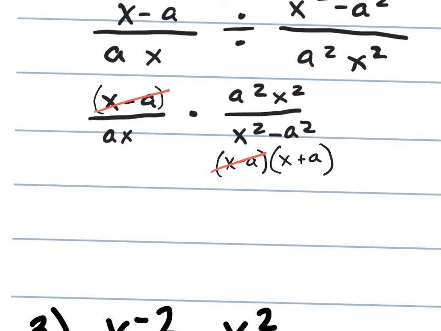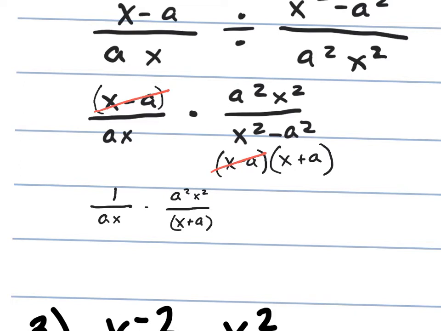I'm just going to rewrite now. It's getting a little busy here. I've got 1 over ax times a squared x squared over x plus a. We have a question. Yep. Could you do the difference of two squares on the top? Well, there's no difference. There's no subtraction. Yes, if it were a subtraction, but there's not. So we can't do that.